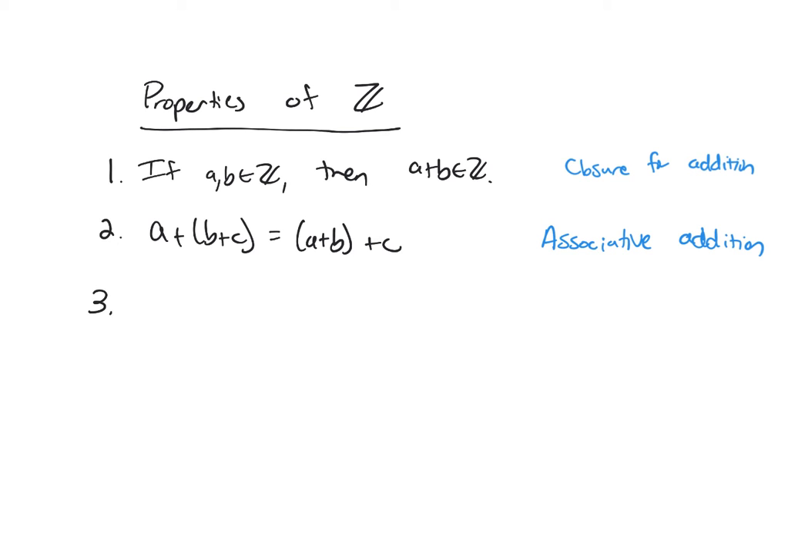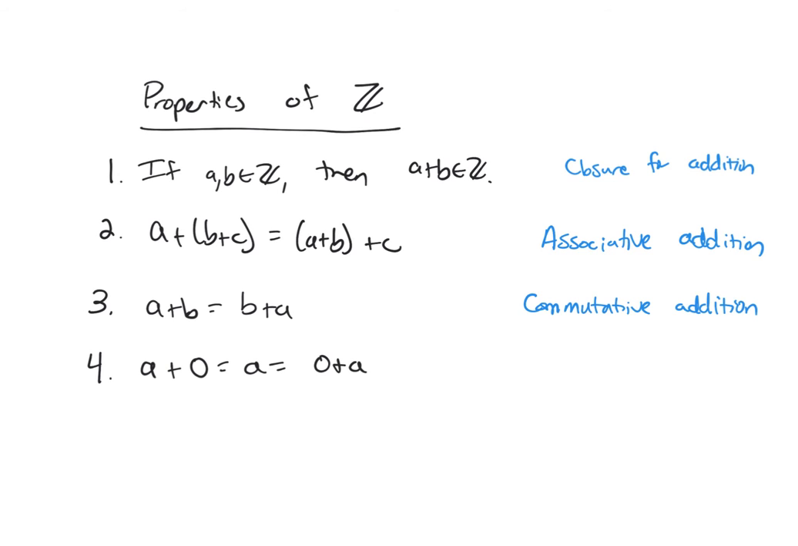The third property is that if I add a plus b together, it's the same thing as b plus a. So that means the addition is commutative. Four. This next property is if I add a plus 0, I get a, and it's the same thing as if I add 0 plus a. So 0 is your additive identity. When I add it to something, it keeps it the same.